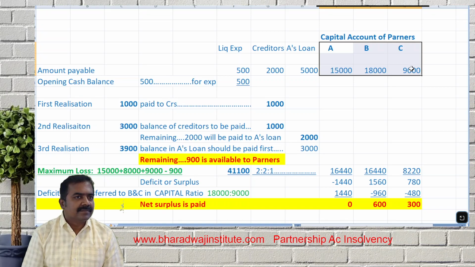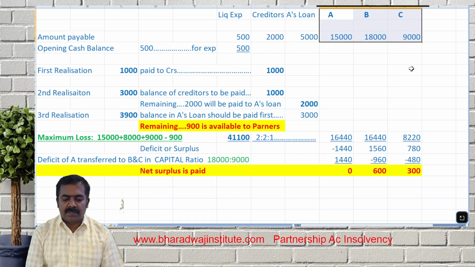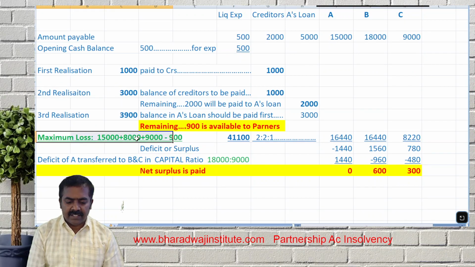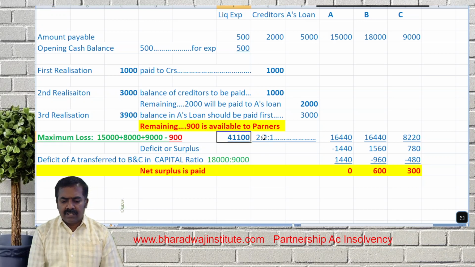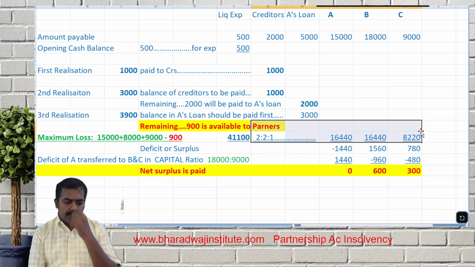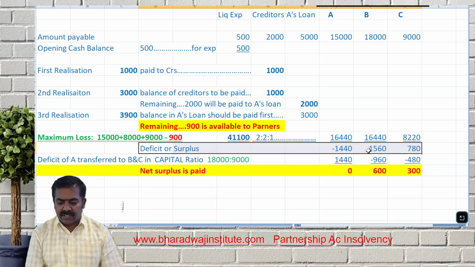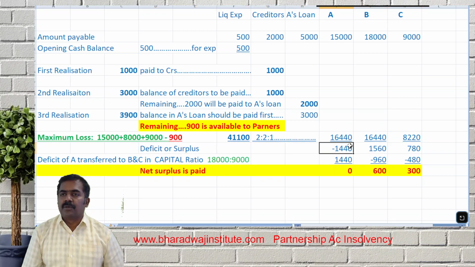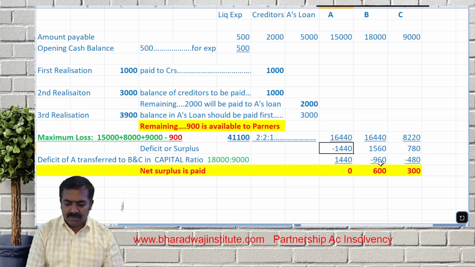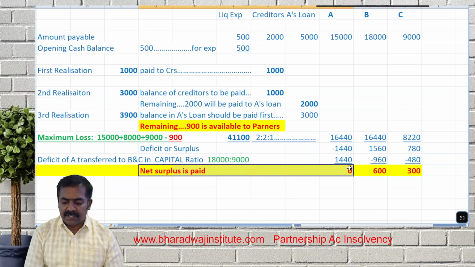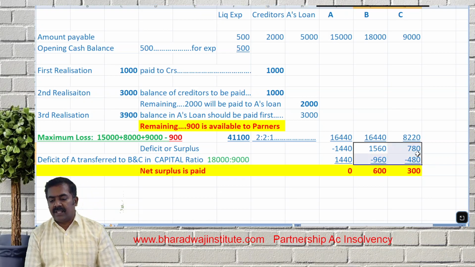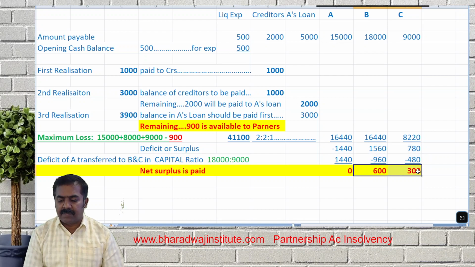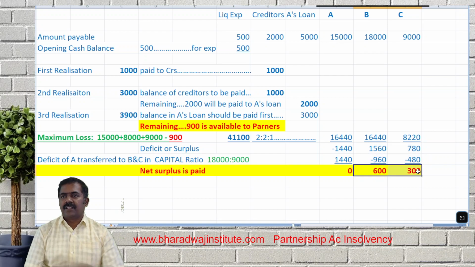What is step 2? Maximum loss. What is maximum loss? Unpaid capital minus amount available: 15,000, 18,000, 9,000 minus the amount available. It comes to 41,100. Distribute that in which ratio? Profit sharing ratio. Then, if there is a deficit, yes, there is a deficit. How much? 1,440. That should be borne by the remaining solvent partners in which ratio? Capital ratio. After adjusting, is there a net surplus? Yes. B and C, after bearing all losses, have a surplus of 600 and 300. Net surplus is paid.